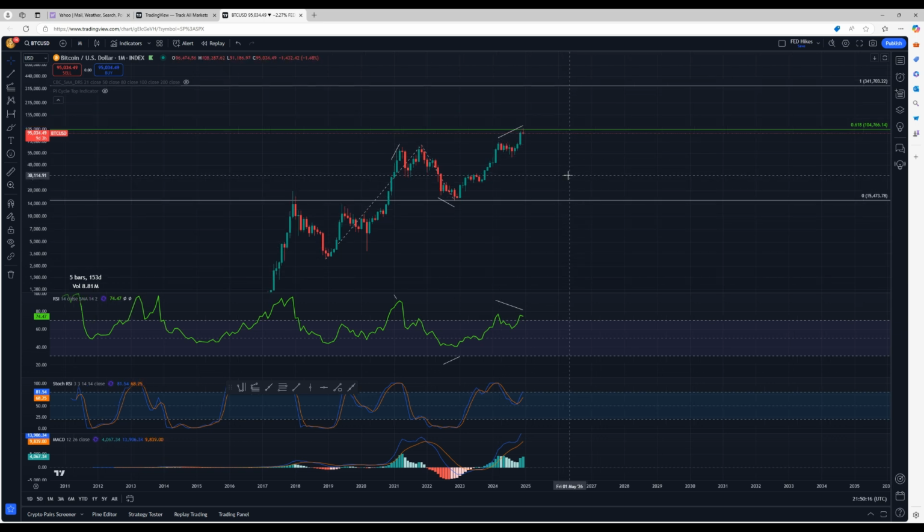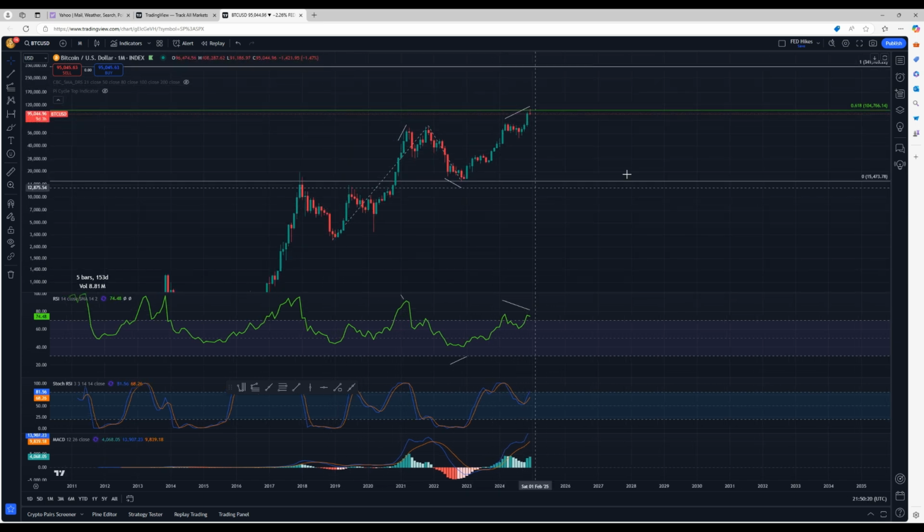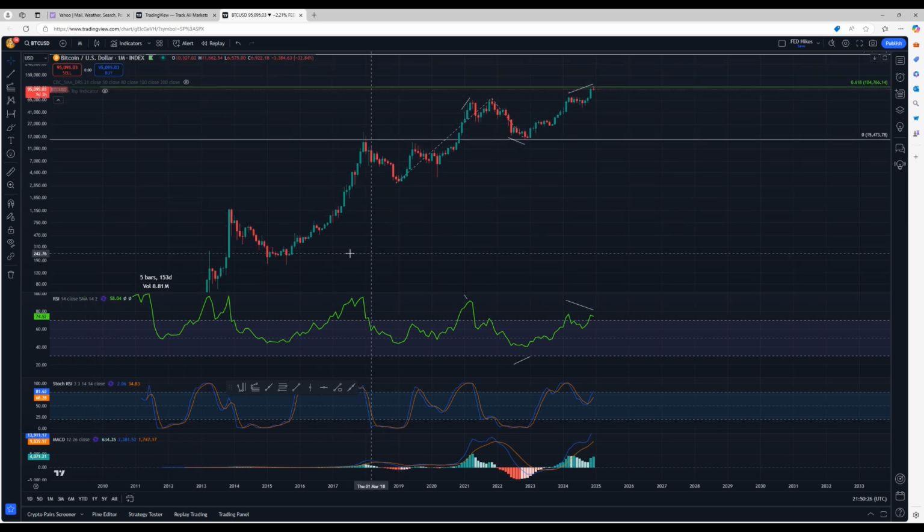Okay, so how far do we fall down before we start chopping sideways? If we even do that. Over here, it didn't really kind of chop sideways, but this was after one hell of a run. This over here, I don't think people were waiting around for altcoin season because I think altcoin season already happened.